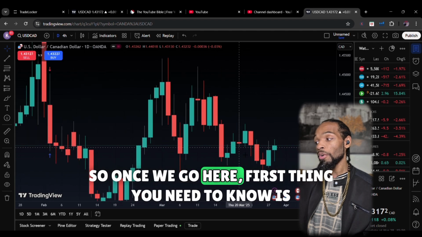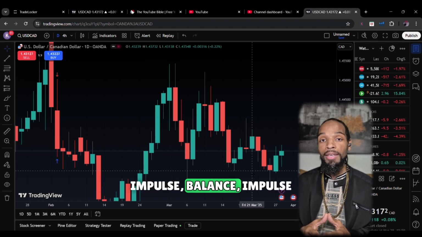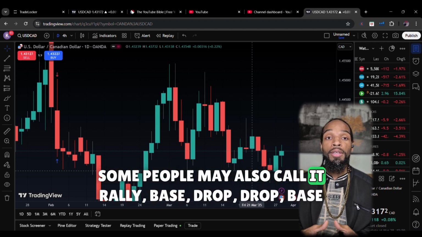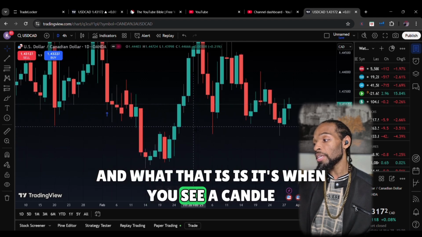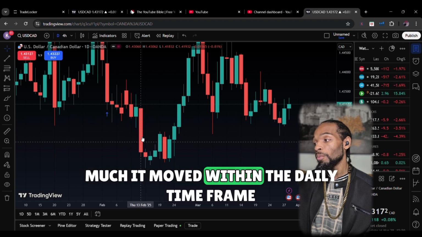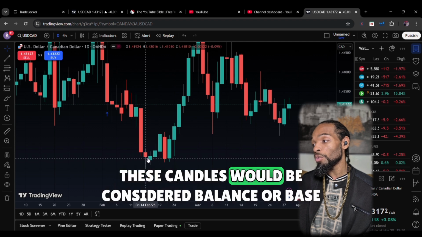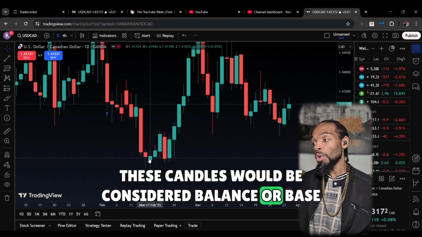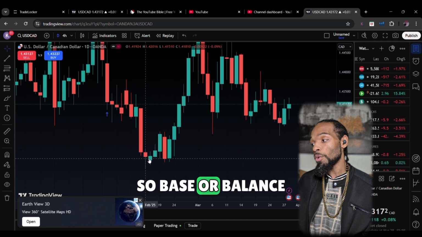So once we go here, first thing you need to know is impulse, balance, impulse. Some people may also call it rally base drop, drop base drop, rally base rally. And what that is, it's when you see a candle, this right here would be a drop or impulse, because look how much it moved within the daily time frame. And then these candles would be considered balance or base, because it was a major drop and then it just stops. So base or balance.